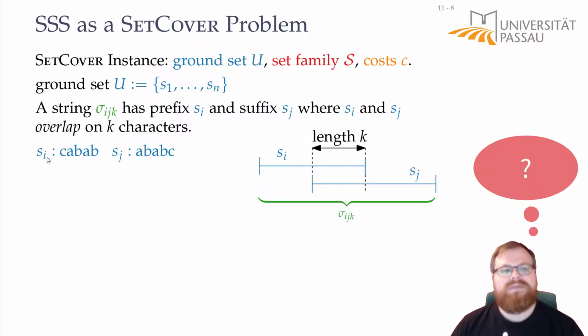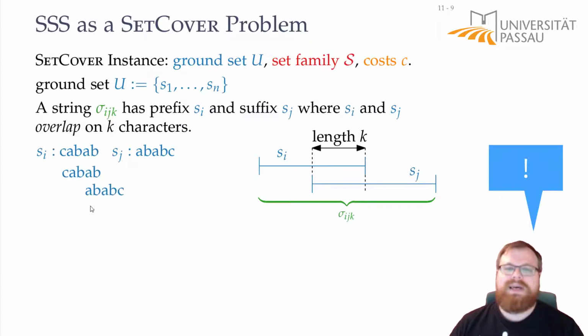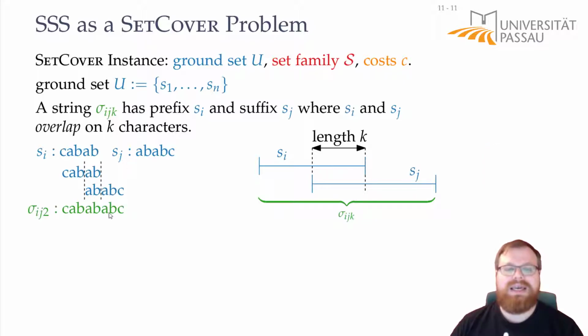For example, if Si is CABAB and Sj is ABABC, what superstrings do we get? We can overlap them with 2 characters, AB. Then we get the superstring CABABABC. Since the overlap is 2, this is the string sigma ij2. But we can also overlap them with 4 characters, and that gives us a superstring sigma ij4. And from these 2-element superstrings, we want to define our set family. So we compute all these sigma ijk's that are valid and put them into our set family.